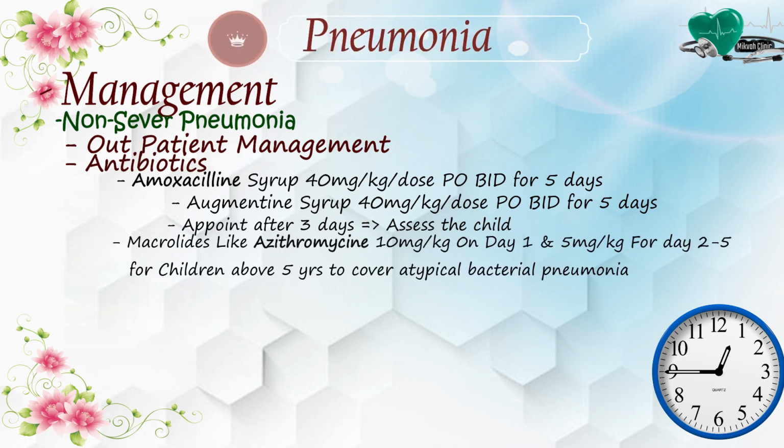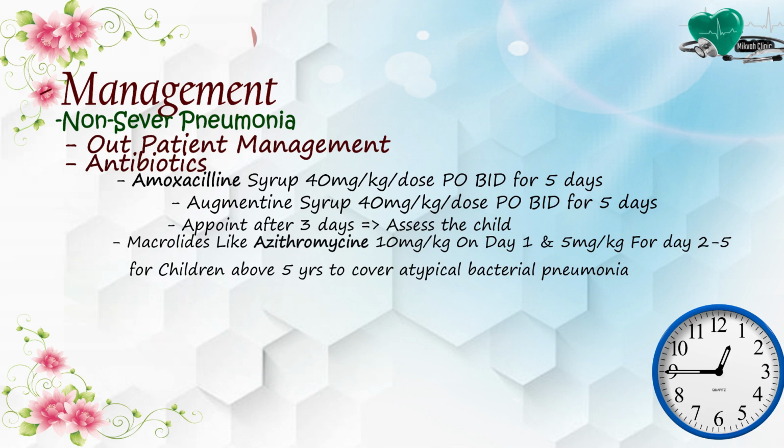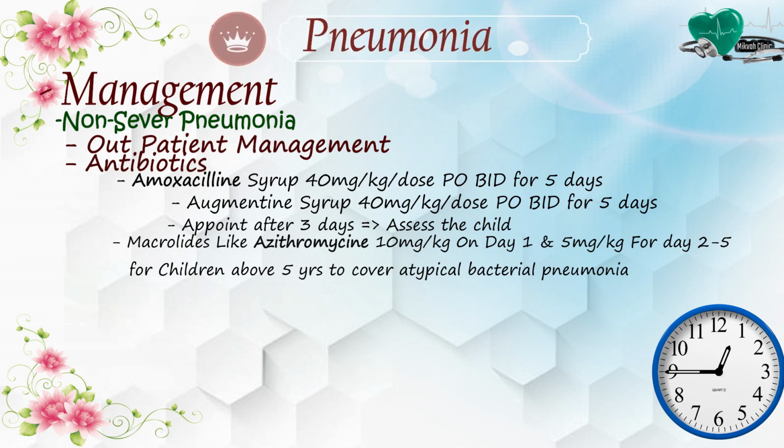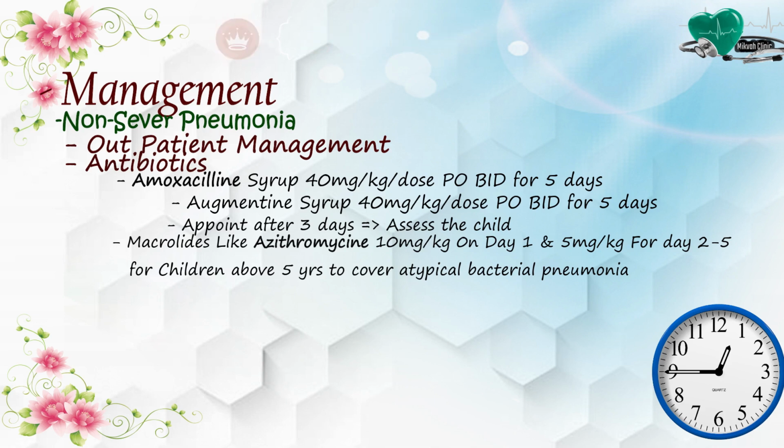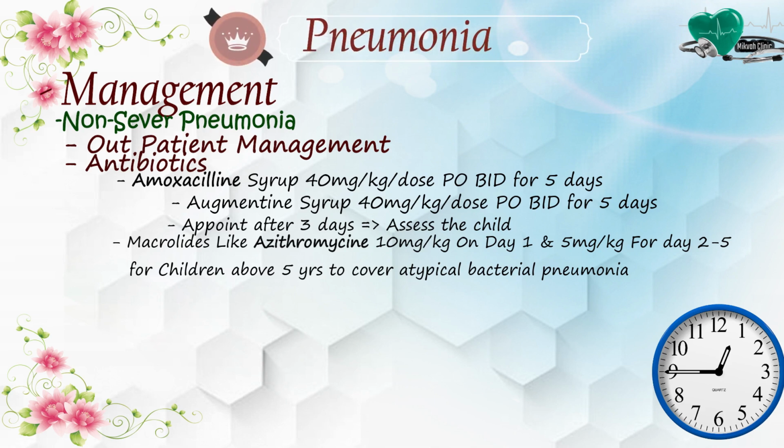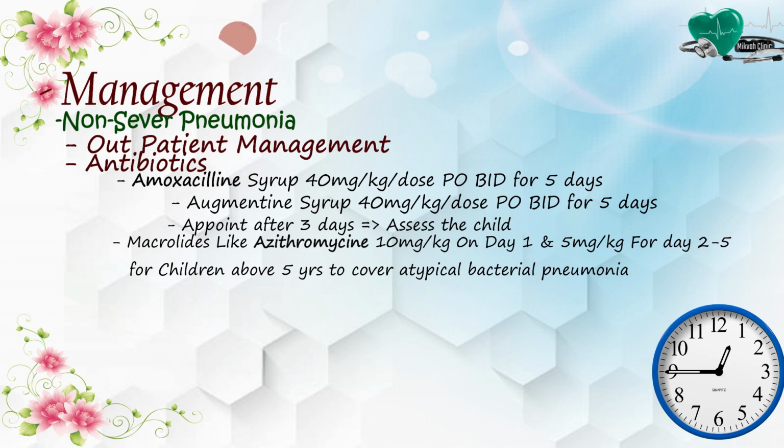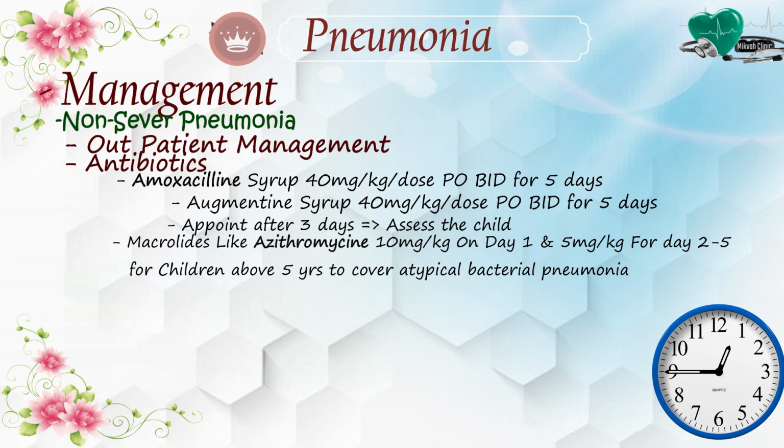Additionally, we may use the antibiotic azithromycin, especially for children above 5 years of age. Chlamydophila and mycoplasma are expected etiologies for pneumonia, so we have to add azithromycin with a dose of 10 mg per kg on day 1 and 5 mg per kg from day 2 up to day 5. For older children, we may prescribe 500 mg for day 1 and 250 mg from day 2 up to day 5. The reason behind this is in order to cover those atypical causes of pneumonia.